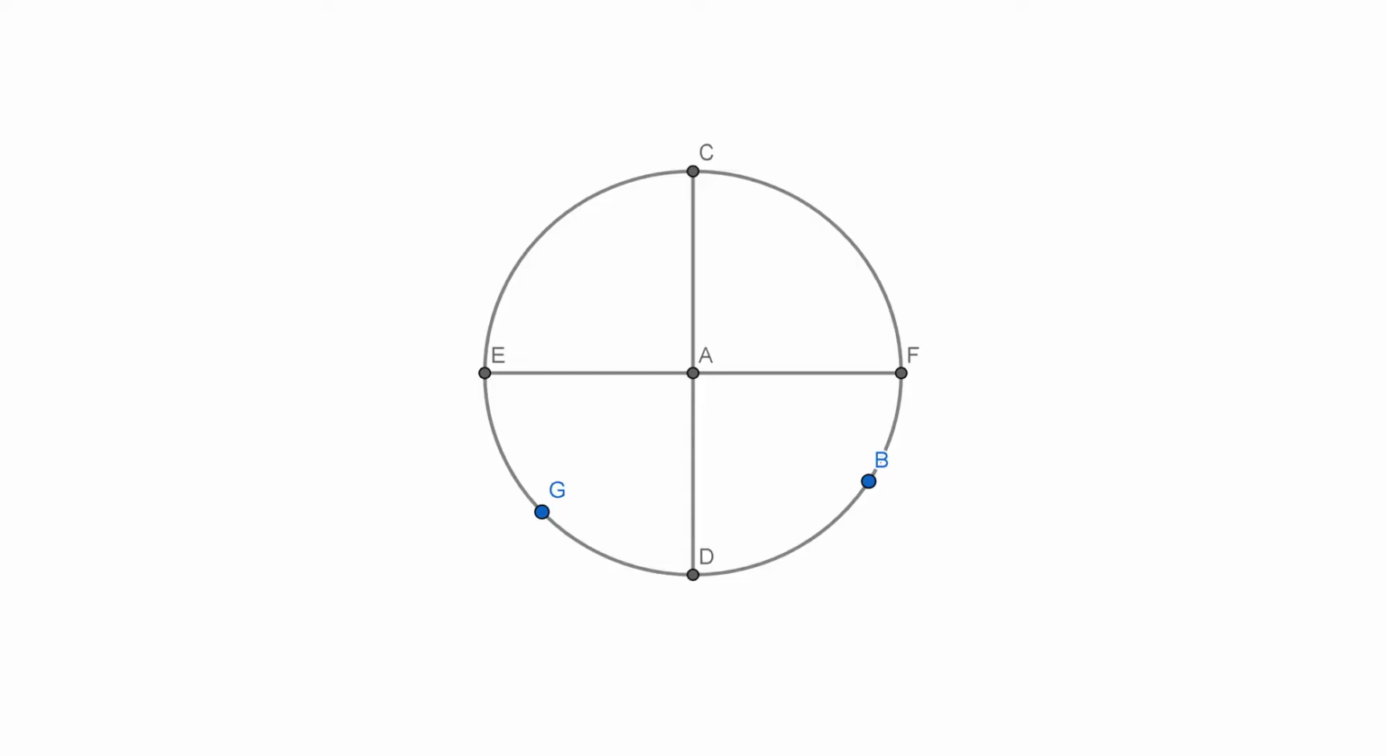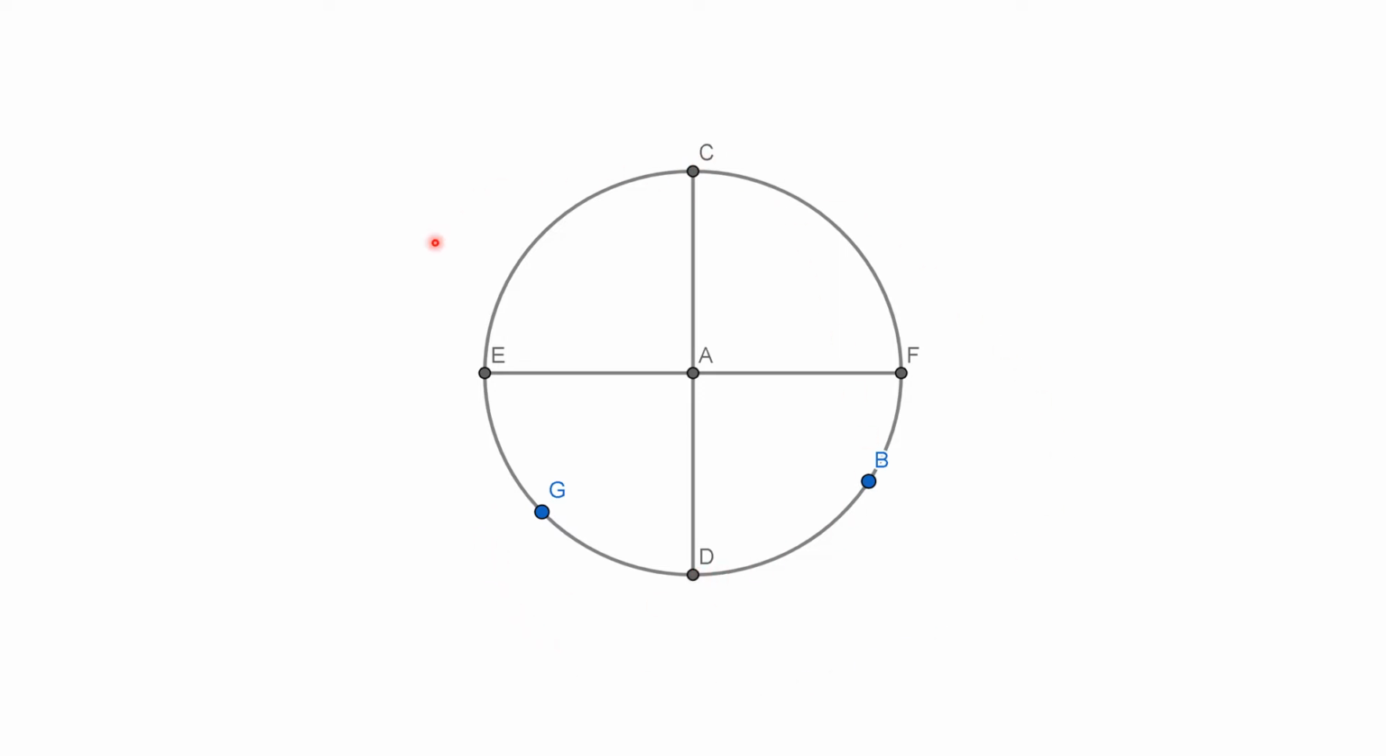This is a circle where the center is A, and there are points in the circle such as B, F, C, E, D, and G as well. What I'm going to discuss now is the arc. The arc is a segment in a circle. As you can see, it's a segment.